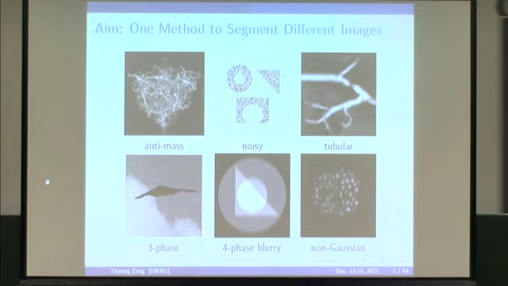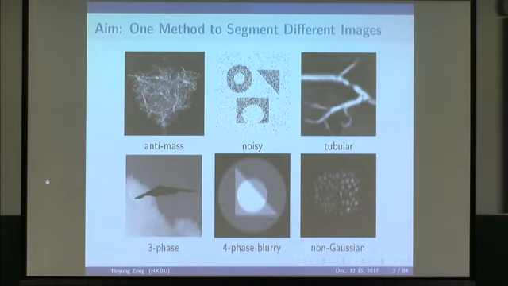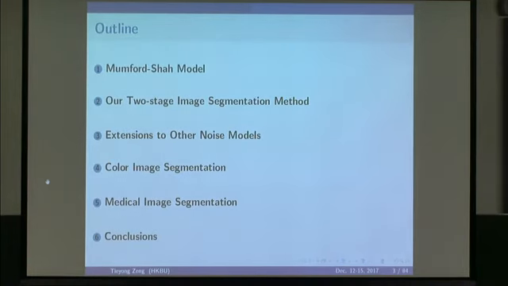Okay, so the idea is very simple. We start from the classical MS model, and then we provide a two-stage model, which is strongly related to this previous model. So our model is strongly related to the MS model. Then we extend our work to the general case, for color image, and also for medical image.